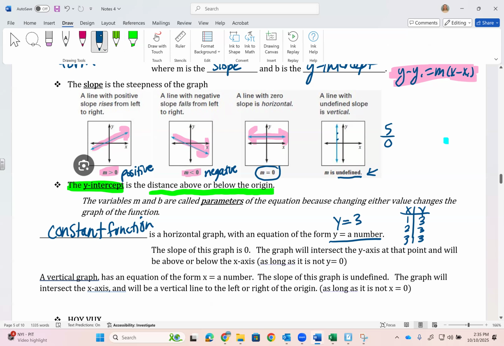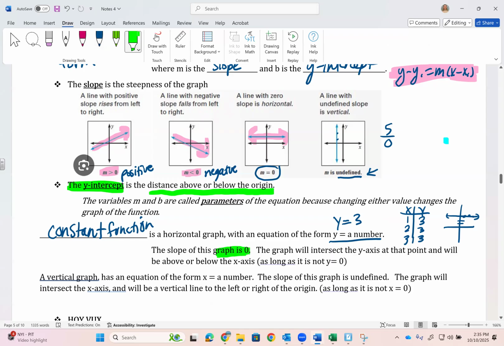The slope of a horizontal line, if you graph this line, y equals 3, will contain at least these 3 points and a lot of other ones. The slope of that kind of graph is 0. It's not going up or down.